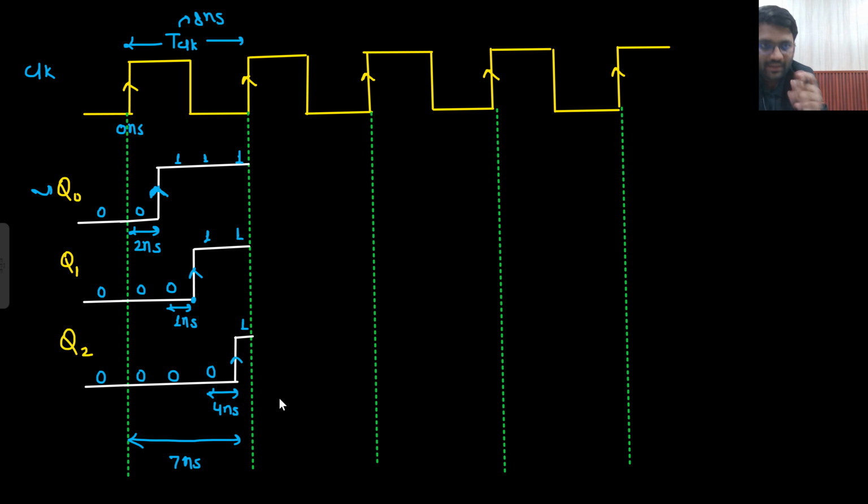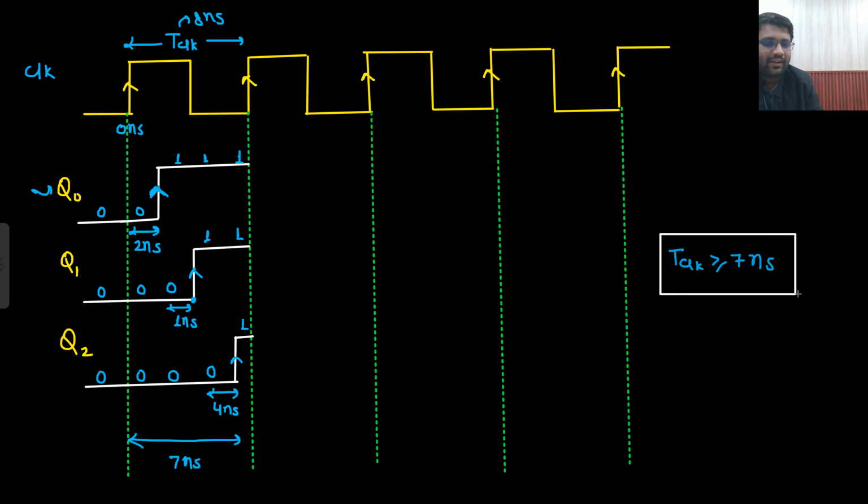You want to achieve 1, 1, 1. That means all the toggling should take place in one clock period only. What does that mean? That means your t clock should be greater than or equal to 7 nanosecond. That means at least this much should be achieved. Otherwise, you will never be able to get 1, 1, 1. Is that understandable to you?